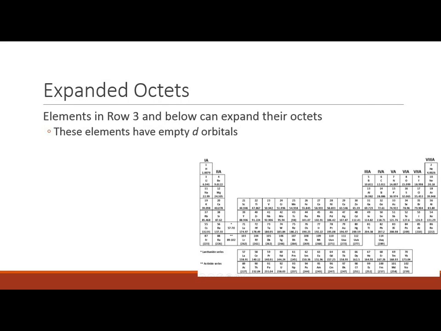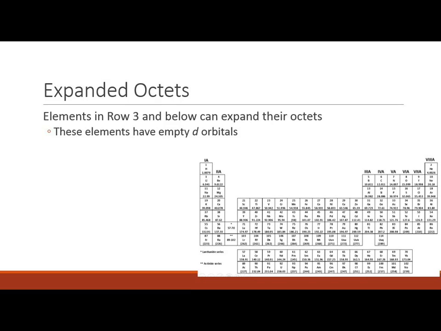So we've gone over a couple of exceptions to the octet rule, typically involving what are known as incomplete octets. So now we're going to talk about something known as expanded octets. As the name implies, these are atoms that can actually go beyond 8 electrons. Now, how is this possible?